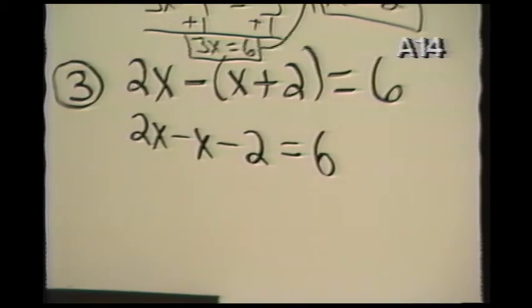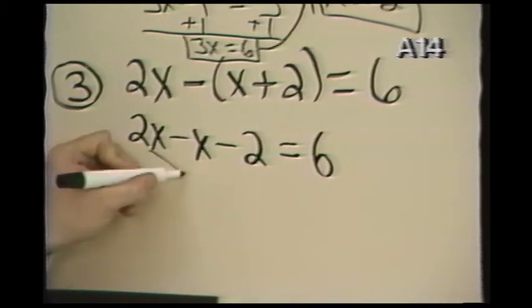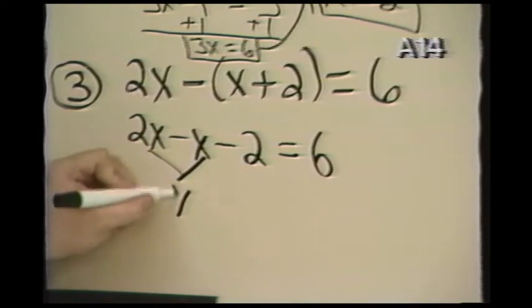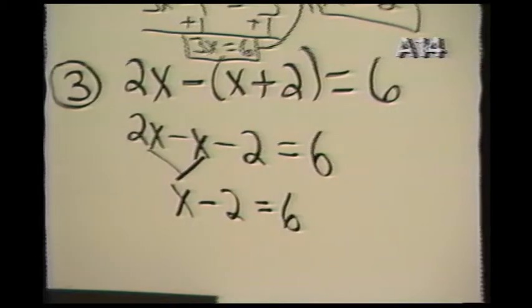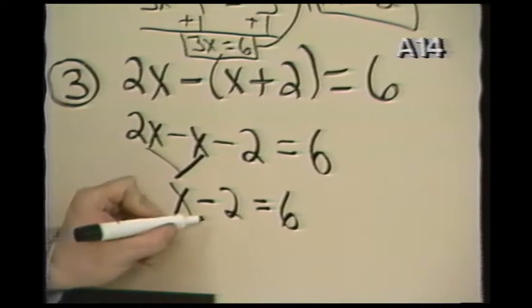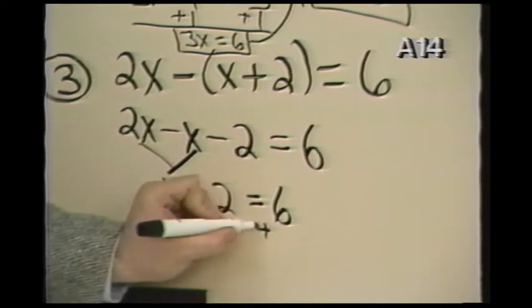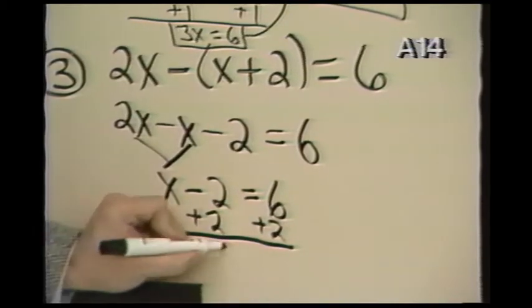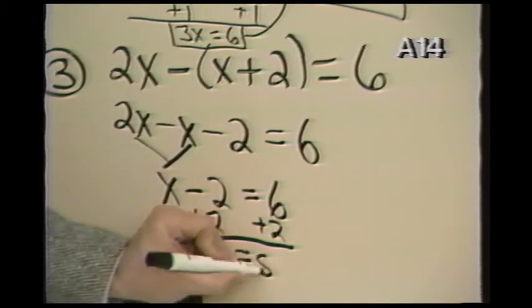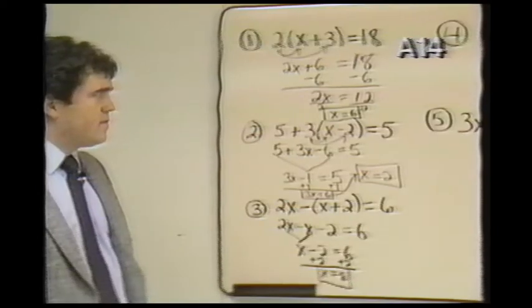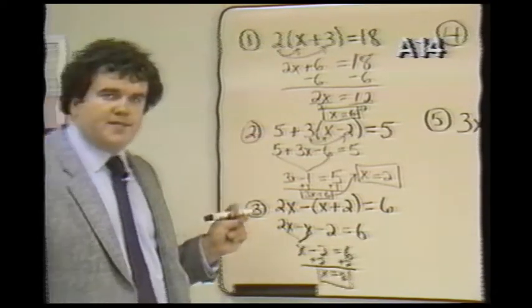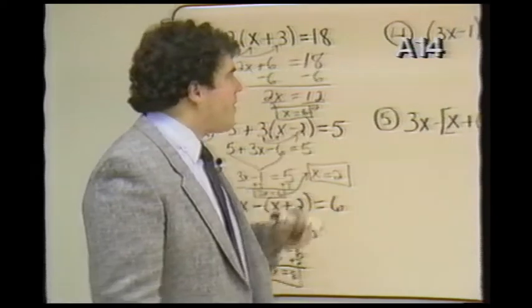We'll get 2x minus x minus 2 equals 6. Combining, we get x minus 2 equals 6. Adding 2 to each side, we get x equals 8. And that is our answer. Distributing the minus sign. We have to do it again in problem number 4.